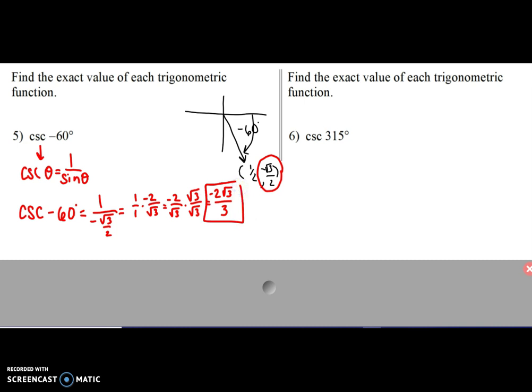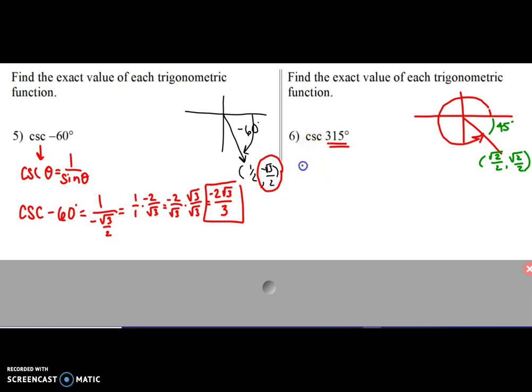All right, let's try one more, and then we can do some to practice. Here's the cosecant of 315. So 315, oh, we're down here as well. And 315 has a 45-degree reference angle. So I might put in 45 degrees for a reference angle. And I know that the values here for the x and the y are square root of 2 over 2. That's easy for any of our 45s.